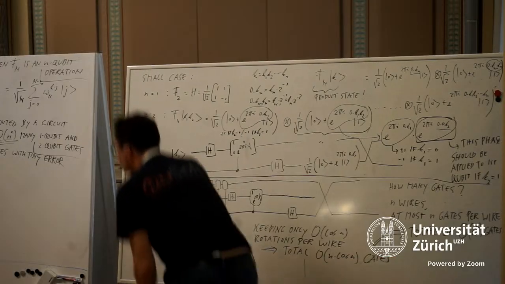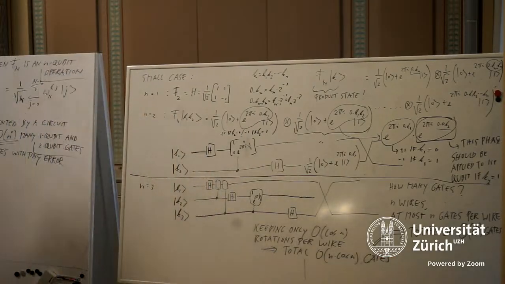Right, there's still n wires then, but you only do something like log n gates per wire, so the total is only something like n log n, little n times log little n. Yes. You can do a +1 if you want, but that's really just lower order.